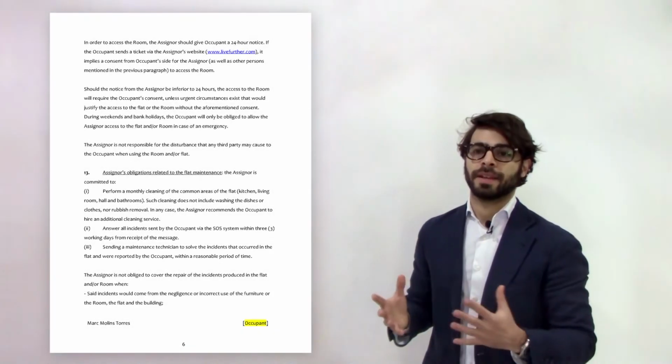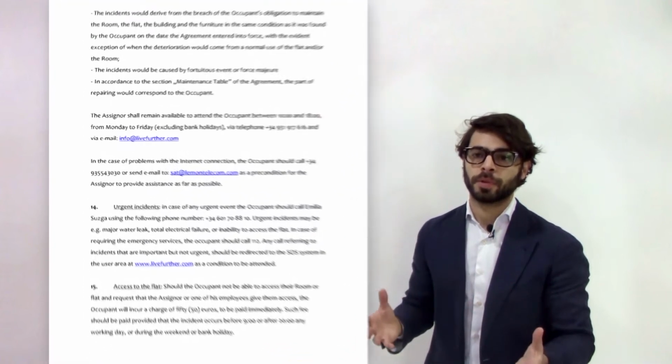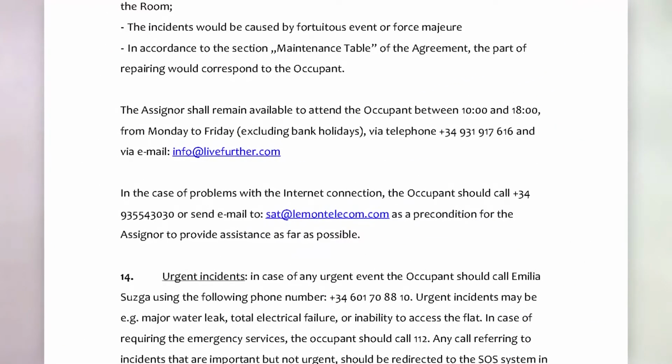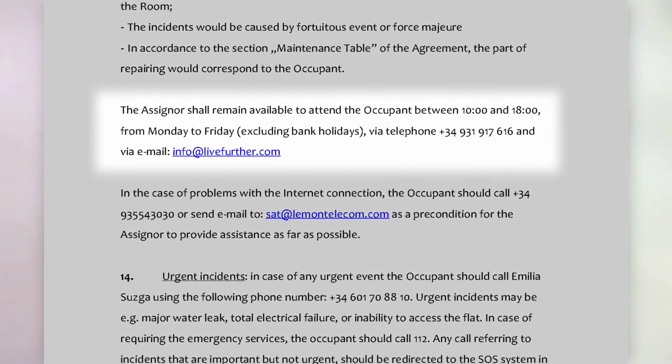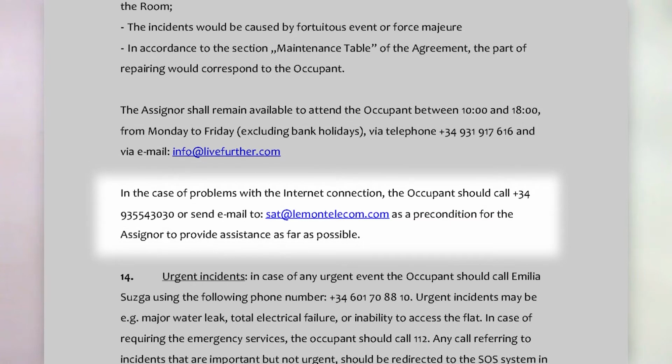So when can LF attend whatever problem you have? LF has this phone number and this email in which you will be attended from 10 to 6. In case you have a problem with the internet, in order for LF to be able to help you out, you should send an email or call to this number or this email as a prior condition for LF to be able to help you.